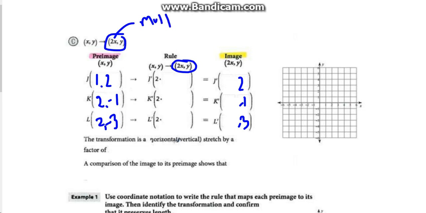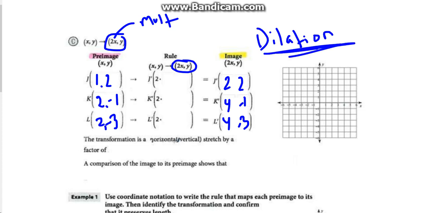They're being multiplied by 2. So 1 times 2 is 2. 2 times 2 is 4. And 2 times 2 is 4. Once we plot them, we're going to see that this is a dilation. I don't want to get into detail with dilations yet, but it's either going to be enlargement or shrink. Next week we're going to get into detail.